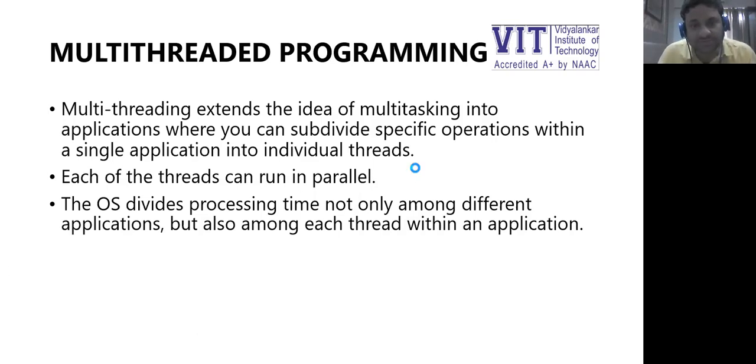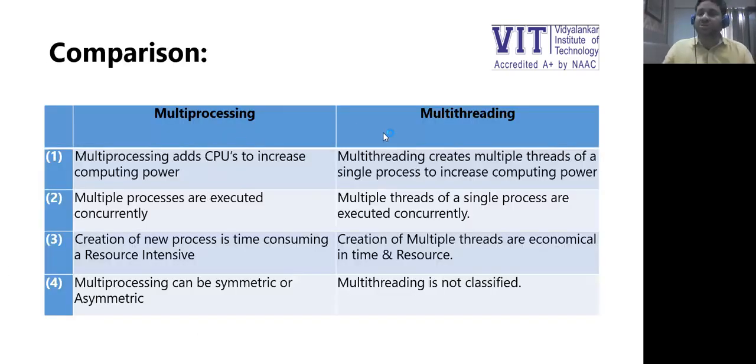Let's see the comparison of multiprocessing and multi-threading. In multiprocessing, we add CPUs to increase the computing power. Here, we divide our main application into a small number of threads so that they can run parallel to each other and improve the overall computing efficiency. In multiprocessing, multiple processes are executed concurrently, so there are two different processes executing. In multi-threading, tasks of the same process are executing concurrently. When I say multiple threads, they are tasks of the same process or the same application.